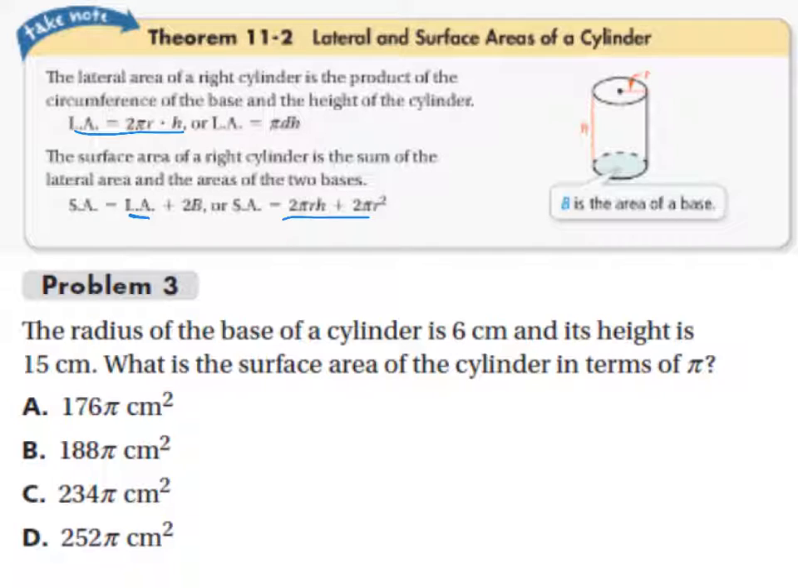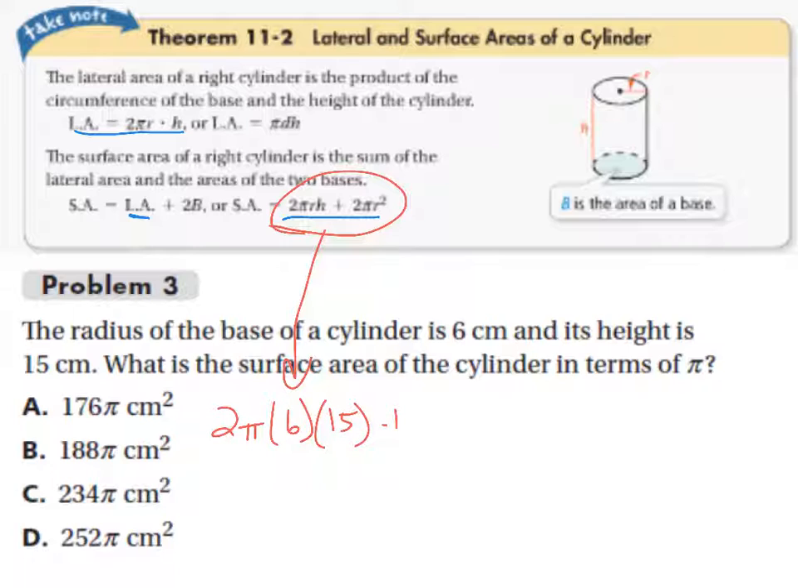So now when we find problem number 3 here, the radius of the base of the cylinder is 6 centimeters and its height is 15 centimeters. What is the surface area of the cylinder in terms of pi? So when we do this here, we're going to use this formula, 2 pi rh, so 2 times pi times my radius times my height, and I'm going to add to it 2 pi r squared, 2 times pi times my radius squared. Now they want to leave it in terms of pi, so what I'm going to do is multiply all the numbers not with pi.